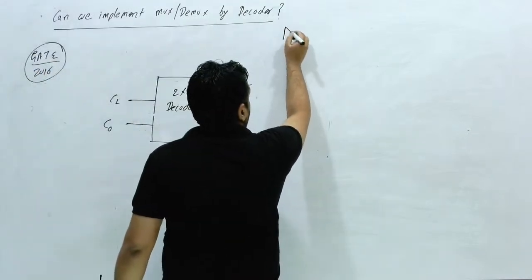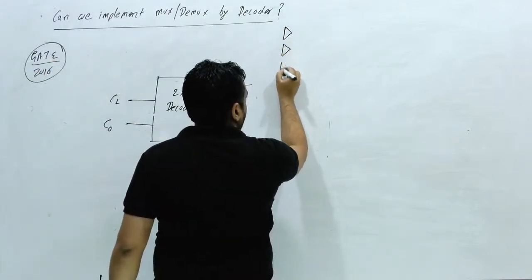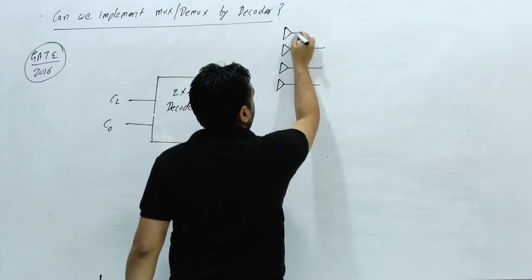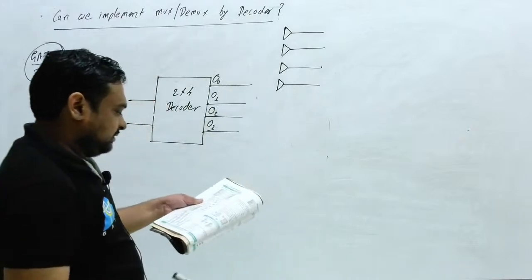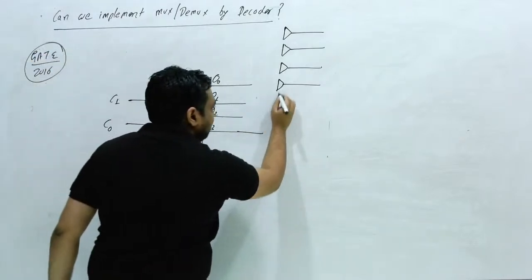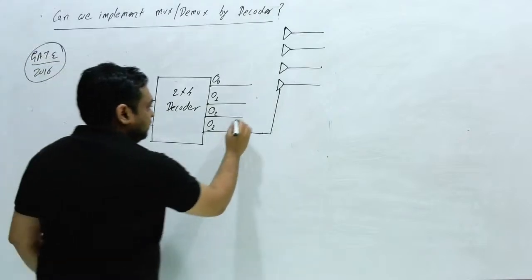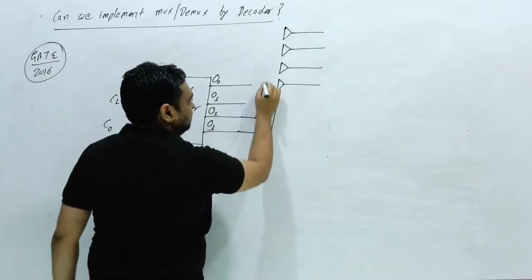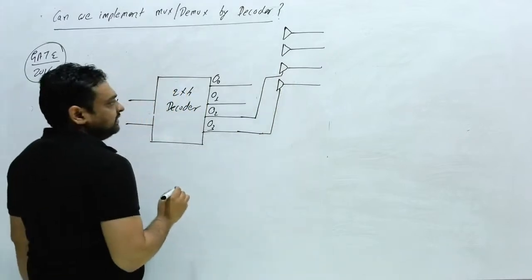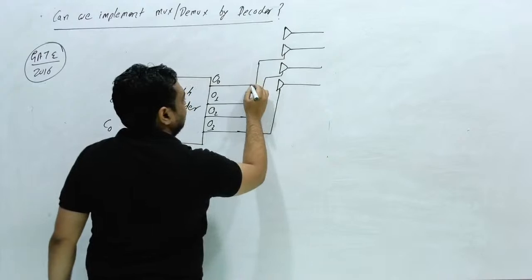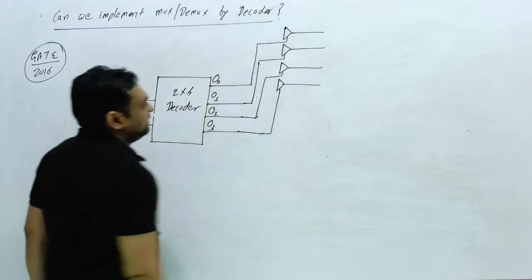Here, this is a buffer, and this is a buffer. Four buffers have been considered. Now this Q3 is connected to this buffer. Q2, this output 2, is connected to this buffer. This output 1 is connected to this buffer, and this output is connected to this buffer.